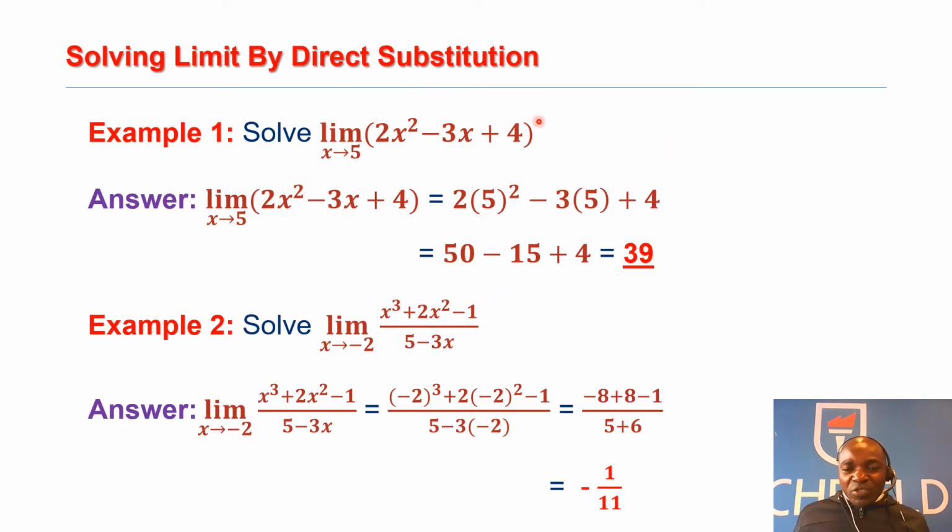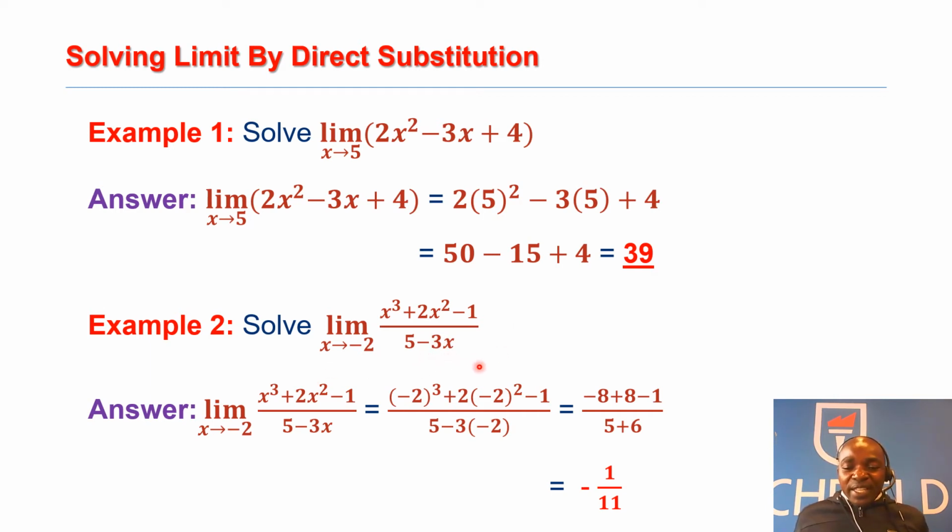Some limits can be solved by direct substitution. For example, solve the limit of 2x squared minus 3x plus 4, where x approaches 5. When solving this limit, we simply substitute 5 in place of x. So we get 2 times 5 to the power 2, minus 3 times 5, plus 4, which gives us 50 minus 15 plus 4, which reduces to 39 as our limit.